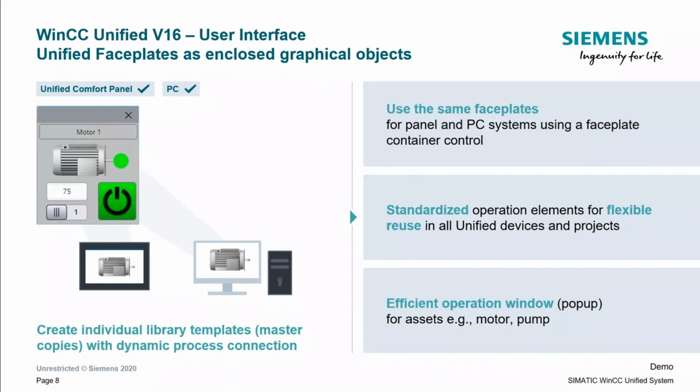So we can create what we call our individual library templates, and of course connect those up to the dynamic process, and we can use them on either the panel or the PC station. The way it works is we have a pop-up window. So as you'd expect, here we have Motor 1, and this faceplate is connected to the Motor 1 dynamic process.